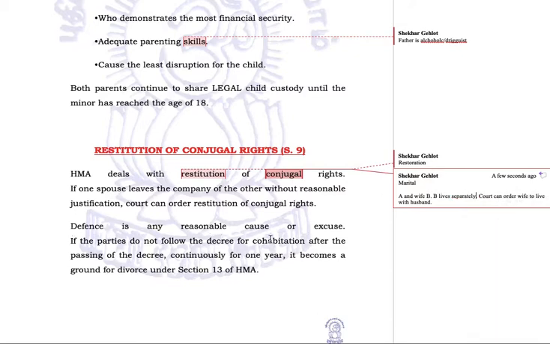If the parties do not follow such a decree, if the court says that wife you have to live with the husband, but she does not follow the court order for 1 year, then the husband can take a divorce on this ground, that court has directed her to live with me but she is not living. Then it can be a ground for divorce.